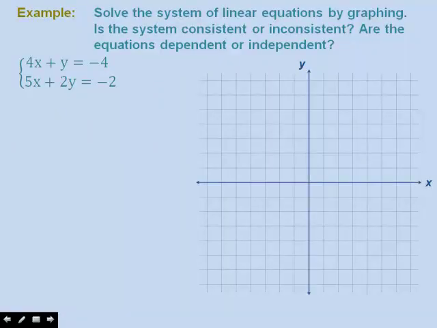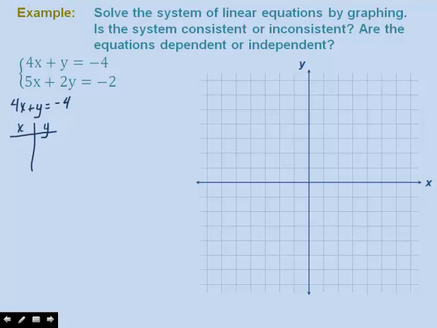Here's an example. We're going to solve the system by graphing, and then we're going to decide whether the system is consistent or inconsistent, and whether the equations are dependent or independent. So all we're going to do is graph the two lines, and then look for an intersection point, or decide whether they're parallel or whether they represent the same line. So for each line, we're just going to make our own table for our x and y values.